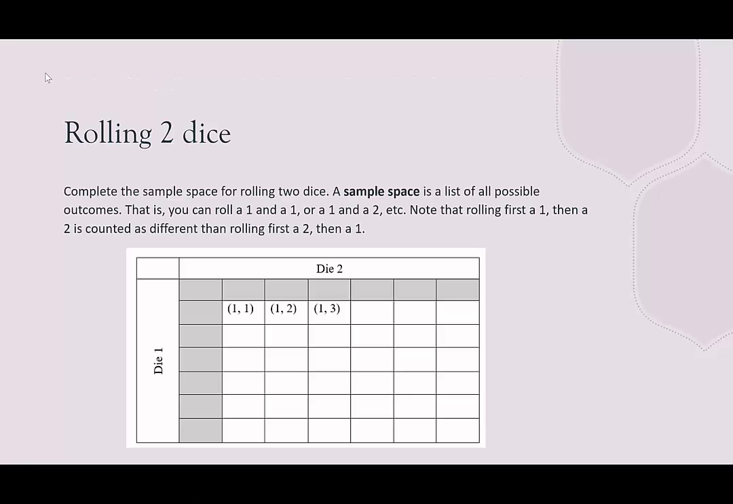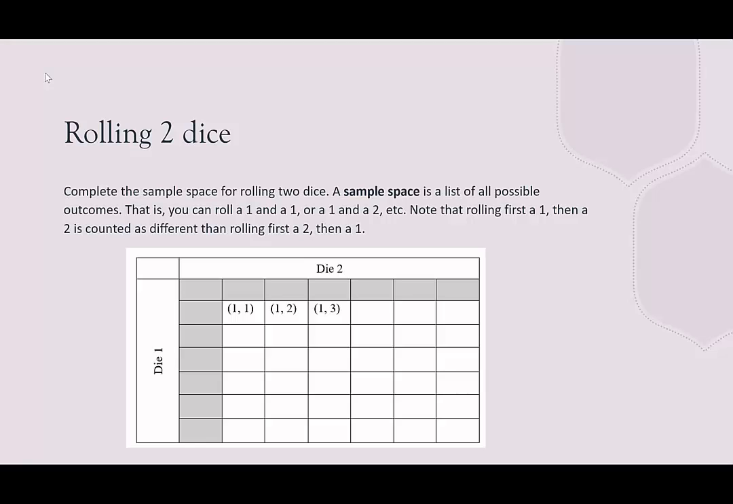All right, when we roll 2 dice, there are certain outcomes that can happen. We're going to complete the sample space. A sample space is a list of all possible outcomes. That is, I can roll a 1 and a 1, a 2 and a 1, a 1 and a 2, etc. Note that rolling first a 1, then a 2 is counted differently than rolling a 2 first and then a 1. I'm going to set this up here, but I actually have it all completed on the next slide.